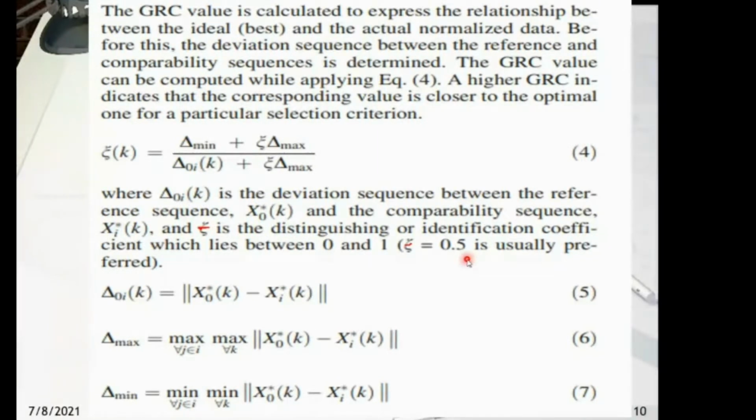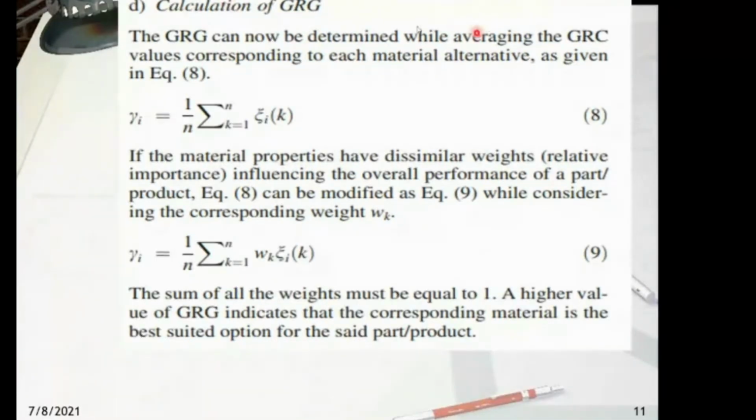Using these equations, we determine the gradation coefficient. Then we calculate the gradation grade, which can be determined by averaging. We get the gradation coefficient for the first, second property and so on. Suppose we have 5 properties, we'll get 5 gradation coefficients, then we make the average and get the gradation grade. We get the gradation grade for the first material, second material, third material, fourth material, and so on. The one with the highest value would be rank 1. That material you have to select, as it is the best material available to you, and it can be used for the particular application.